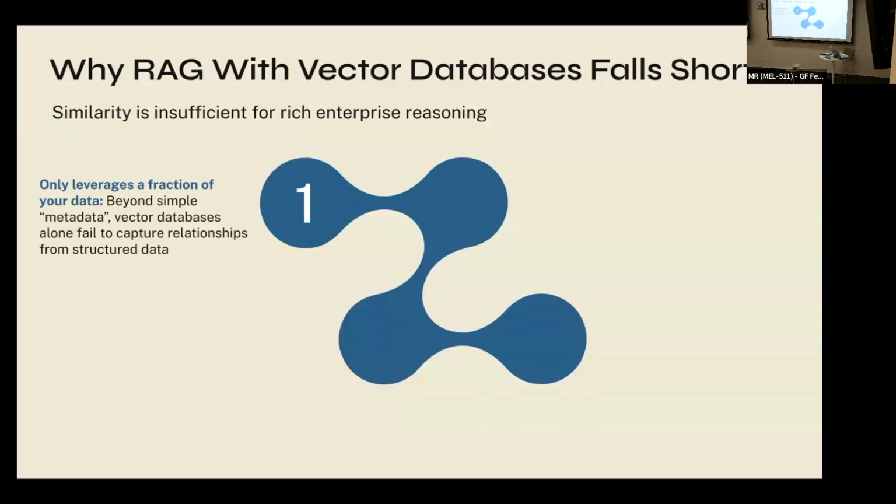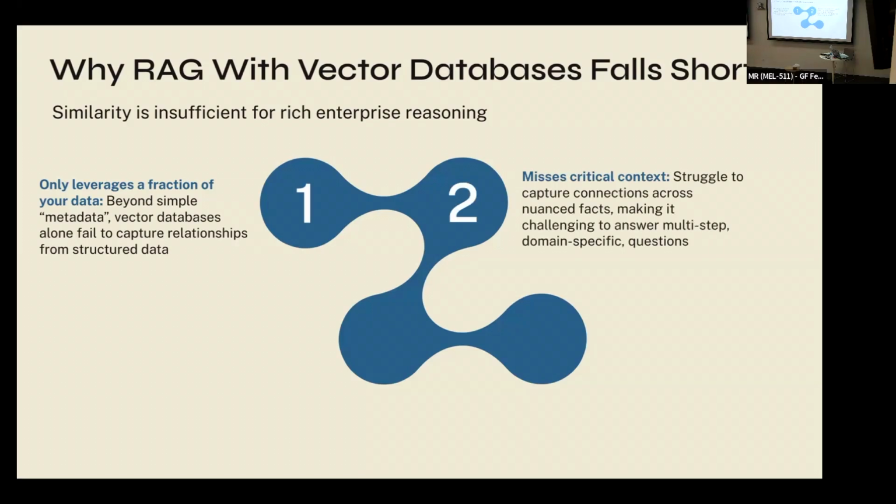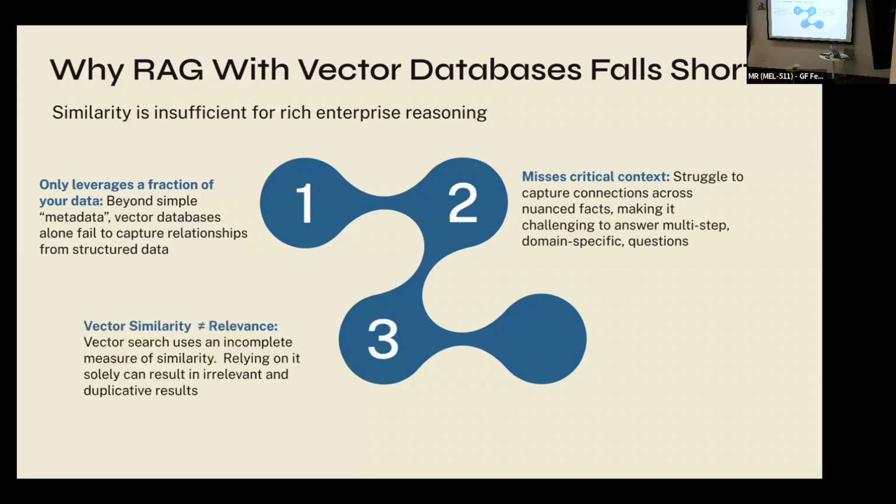But there are more reasons why we feel that RAG with vector search alone will fall short. The first one is that it leverages only a fraction of the data. And the second, beyond simple metadata, it fails to capture the hidden relationships between the data. It misses out on the critical context as well. So if I'm asking something which is a context description, and I'm going to show you as well in a while, it fails to answer it. If the question is a multi-step question or a specific question, it fails to give a response.